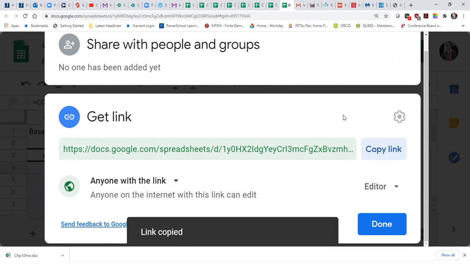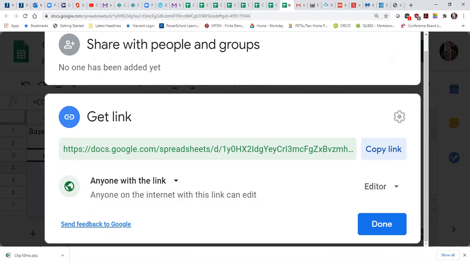Yeah, so put it in the chat, and then you can copy and use it. Okay.